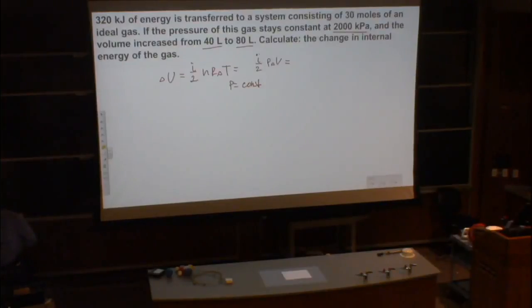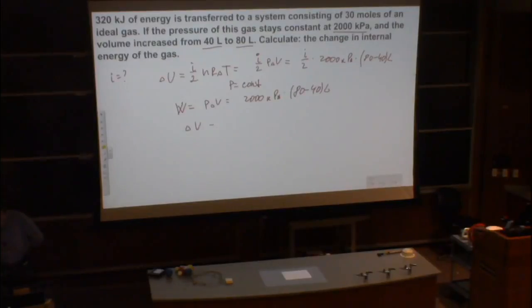Energy transferred to a system, 30 moles of an ideal gas, the pressure of this gas is constant, and calculate the change in internal energy. It doesn't look like we have any information about i. Maybe it's on purpose, I'm not sure. So at this point, this is what we can say. It should be equal to i over 2 times 2,000 kilopascals times 80 minus 40 liters, and that's it. Okay, so work: pressure times delta V, which will be equal to 2,000 kilopascals times 80 minus 40 liters.